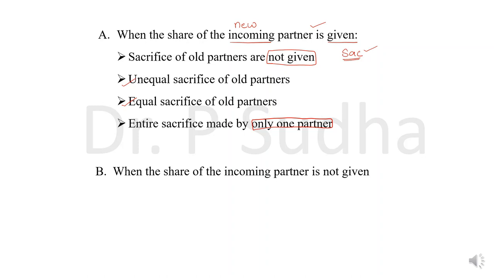Then the other situation is, if the share of the new partner is not given in the question. If the share of the new partner is given, then we will check for the sacrifice that is being made, and the sacrifice may be either unequal, equal, or made by one partner. And at times, the sacrifice of the old partner will not be given. The next thing is, when the share of the incoming partner itself is not given, then how are we going to calculate? So in this video, I will be explaining how to calculate profit sharing ratio and sacrificing ratio in all these different situations. I have taken one problem as an example for each and I will show you how to work out the answer.